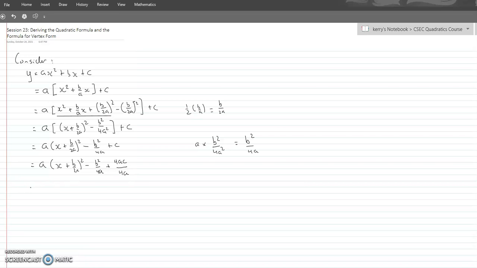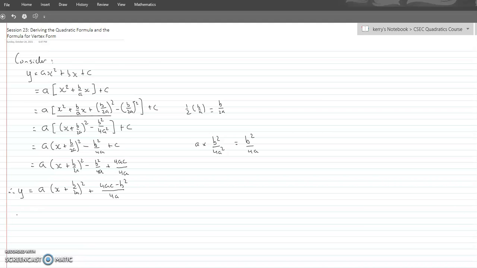Good? Now, let's see what this is here. This becomes a into x plus b over 2a, all squared, plus 4ac minus b squared, all over 4a. Now, let's pause at this thing here. Let's look at this properly.